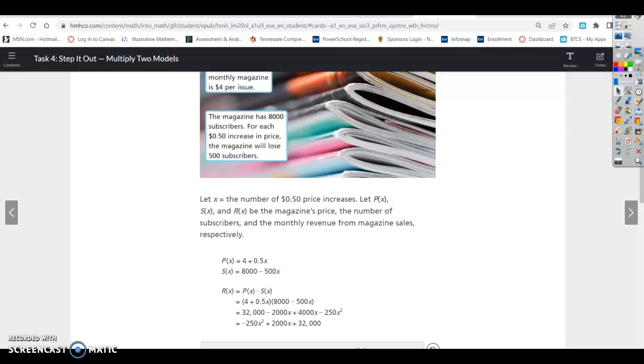All right, so it says let x equal the number of 50-cent price increases. Let P of x, S of x, and R of x be the magazine's price, the number of subscribers, and the monthly revenue for magazine sales. So the magazine's price would be P of x, the number of subscribers would be S of x, and the revenue for magazine sales would be R of x.